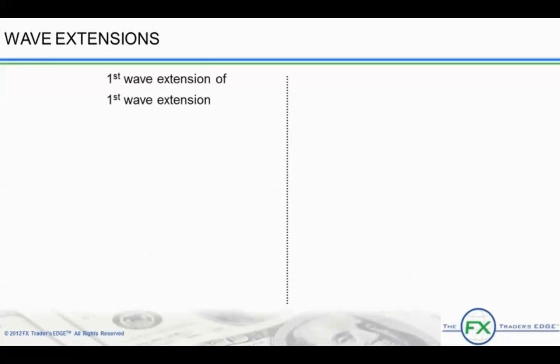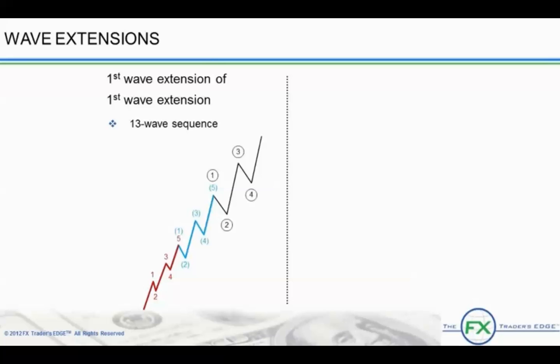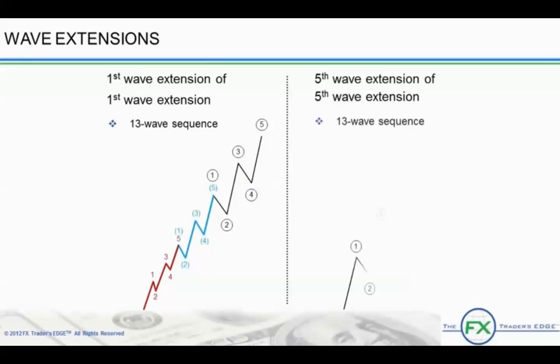In this example, waves 1 and 5 extensions occur as 13 wave sequences. The first example is a first wave extension of a first wave extension. Note how the 5-wave sequence seems to go on and on. The second example is a fifth wave extension of a fifth wave extension. Wave 5 seems to go on and on. It is important to understand extensions so as not to call the end of a 5-wave sequence prematurely.